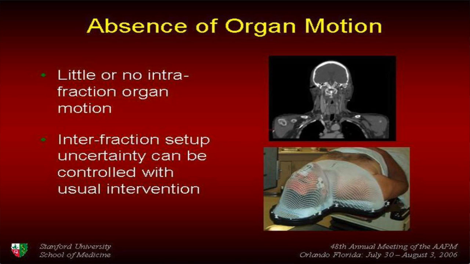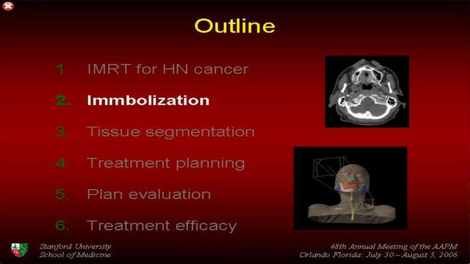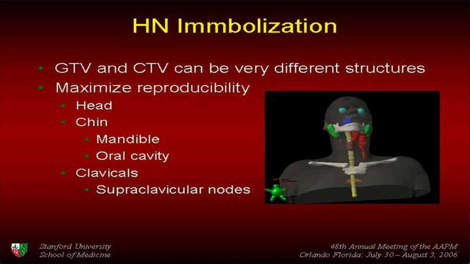As I mentioned, there's little or no intrafraction organ motion, and setup uncertainty can be controlled to an acceptable level with IMRT without any heroic immobilization devices. Just typically what you find off the shelf is usually adequate to get yourself within 2 to 3 millimeters of accuracy. So let's look at some of those immobilization techniques and the issues surrounding immobilization for head and neck.